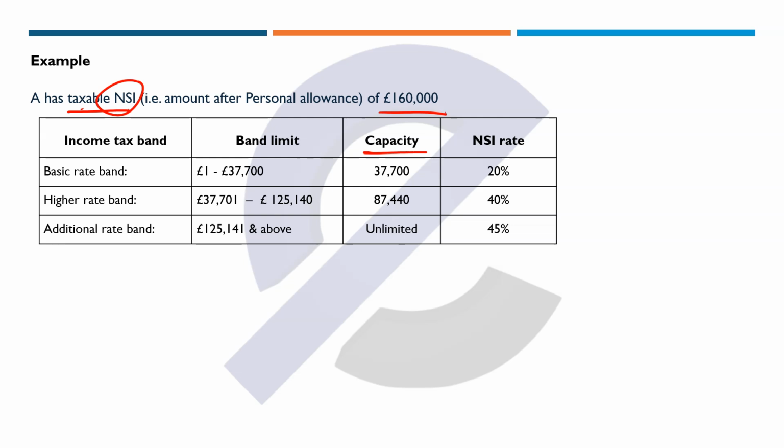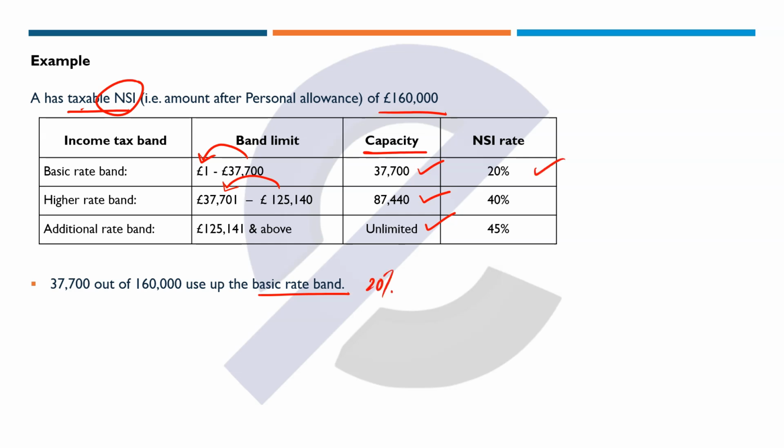This is worked out by simply netting off the upper limit and the lower limit of the band. So the basic rate band has a capacity of £37,700 in it. The higher rate band has £125,140 less £37,700, that is £87,440 capacity. And since the additional rate band has no upper limit, its capacity is unlimited. So starting our tax calculation, we'll pick up the £160,000 taxable income and we'll start filling up the bands in sequence. The first £37,700 goes into the basic rate band, and because this is non-savings income, it will be taxed at the rate of 20%.